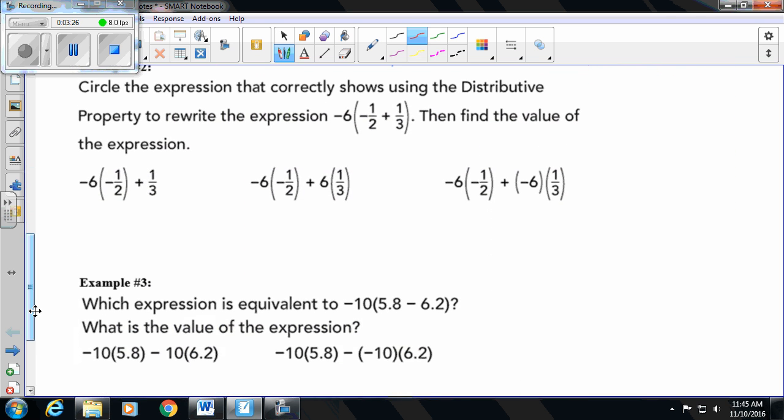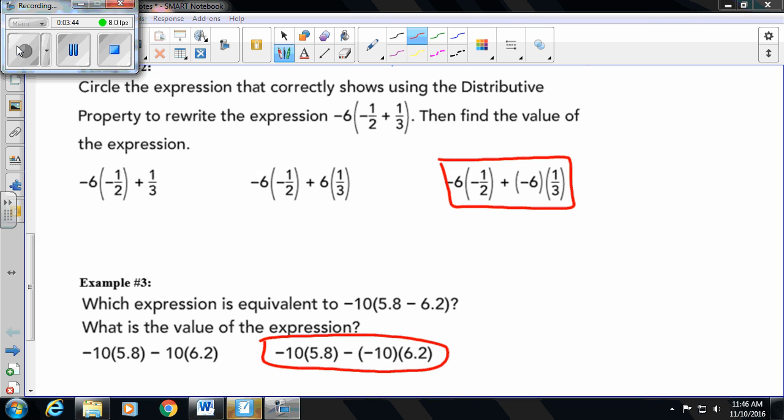So for the next two questions, I want you to circle the correct expression using the distributive property. I'm going to take it one step further. I want you to circle it, and then I want you to evaluate it and give me an answer at the end. And we'll check back in a minute.